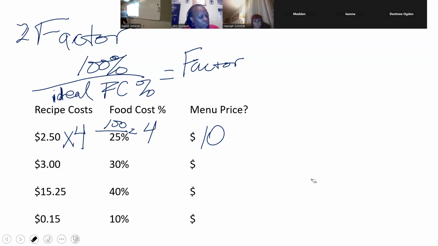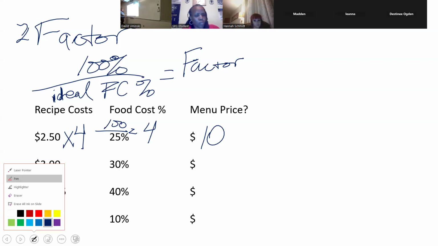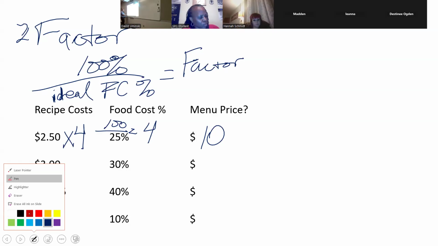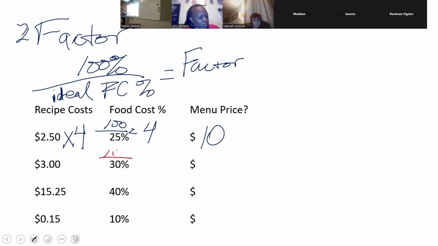All right, the next one. What is 100 divided by 30? It's 3.3 repeating, there you go, 3.33. So we multiply the $3 times the 3.33, and we get $9.99.